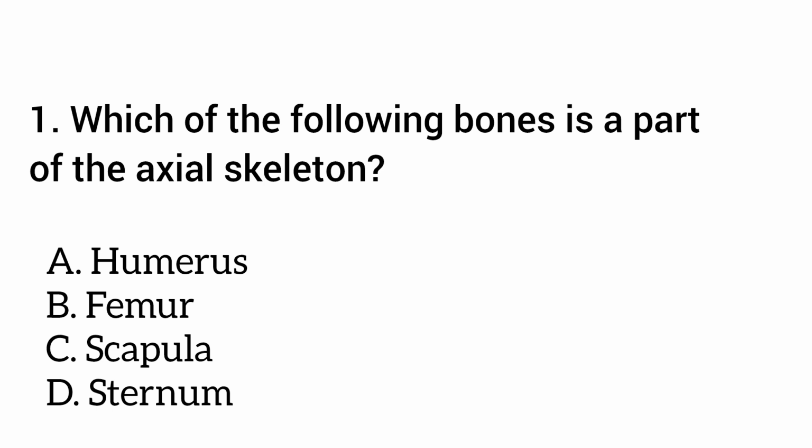The most correct answer here should be D. The sternum. The axial skeleton includes the skull, the vertebral column, and the rib cage, which includes the sternum. Then the humerus and the femur and scapula, on the other hand, are parts of the appendicular skeleton.